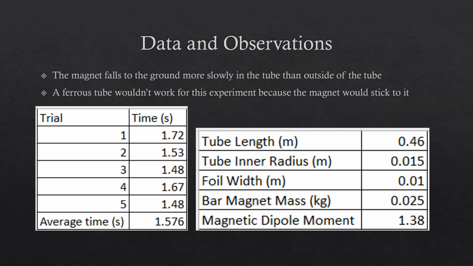While performing the experiment, I noticed that the magnet fell to the ground more slowly in the tube than outside of the tube. I also noted that a ferrous tube wouldn't work for this experiment because the magnet would simply stick to it. Shown on the bottom left of this slide is my data for the time taken by the magnet to fall through the tube. And shown on the right is my data for the size of the tube as well as the mass and magnetic dipole moment of the bar magnet.